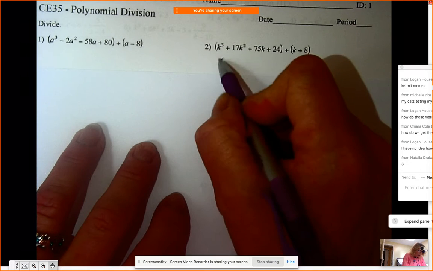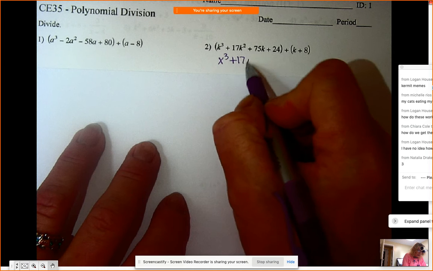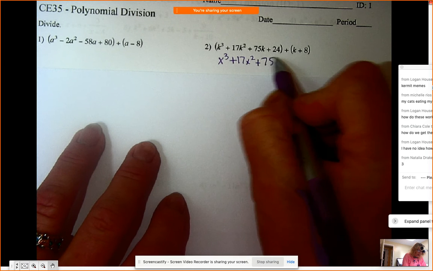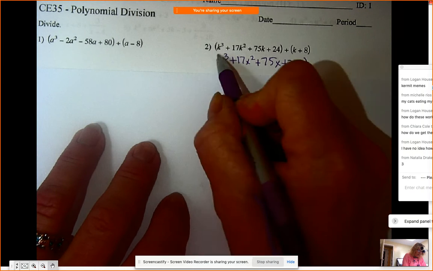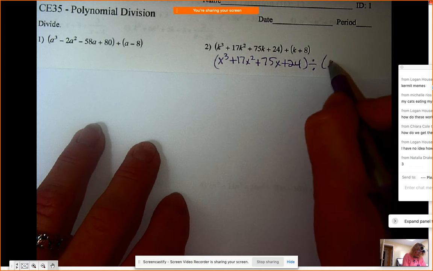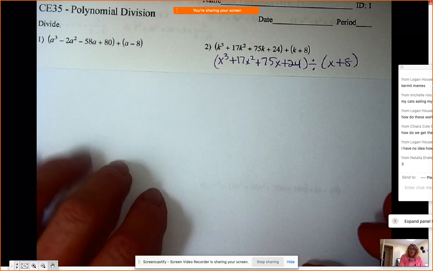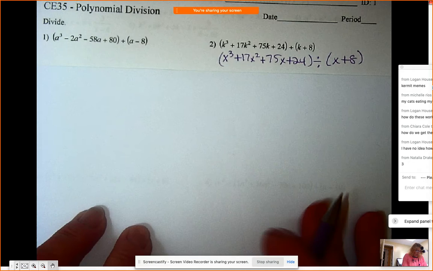So really, I'm just going to say this is x cubed plus 17x squared plus 75x plus 24, all of it divided by x plus 8. I didn't change the equation. I just prefer using the letter x.